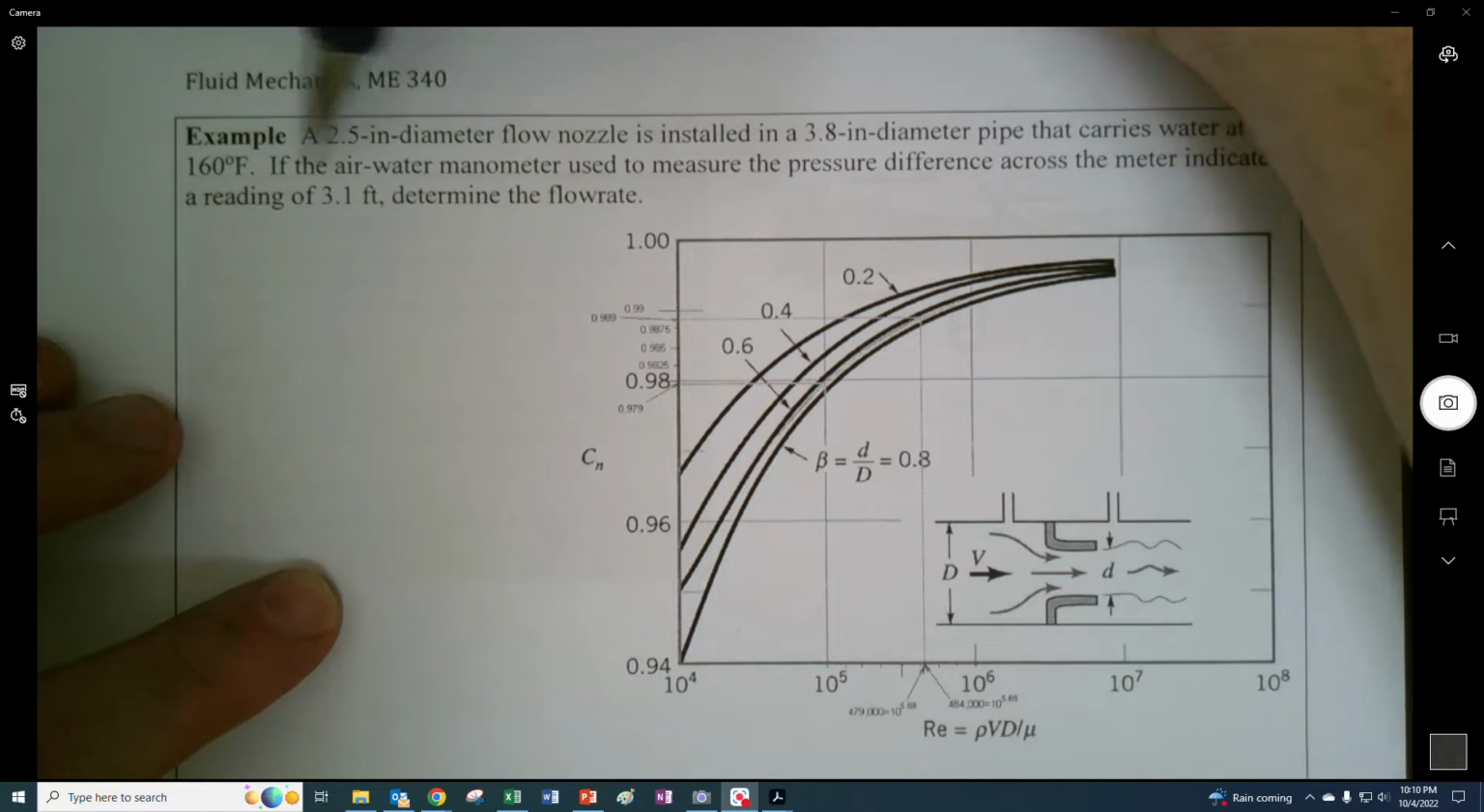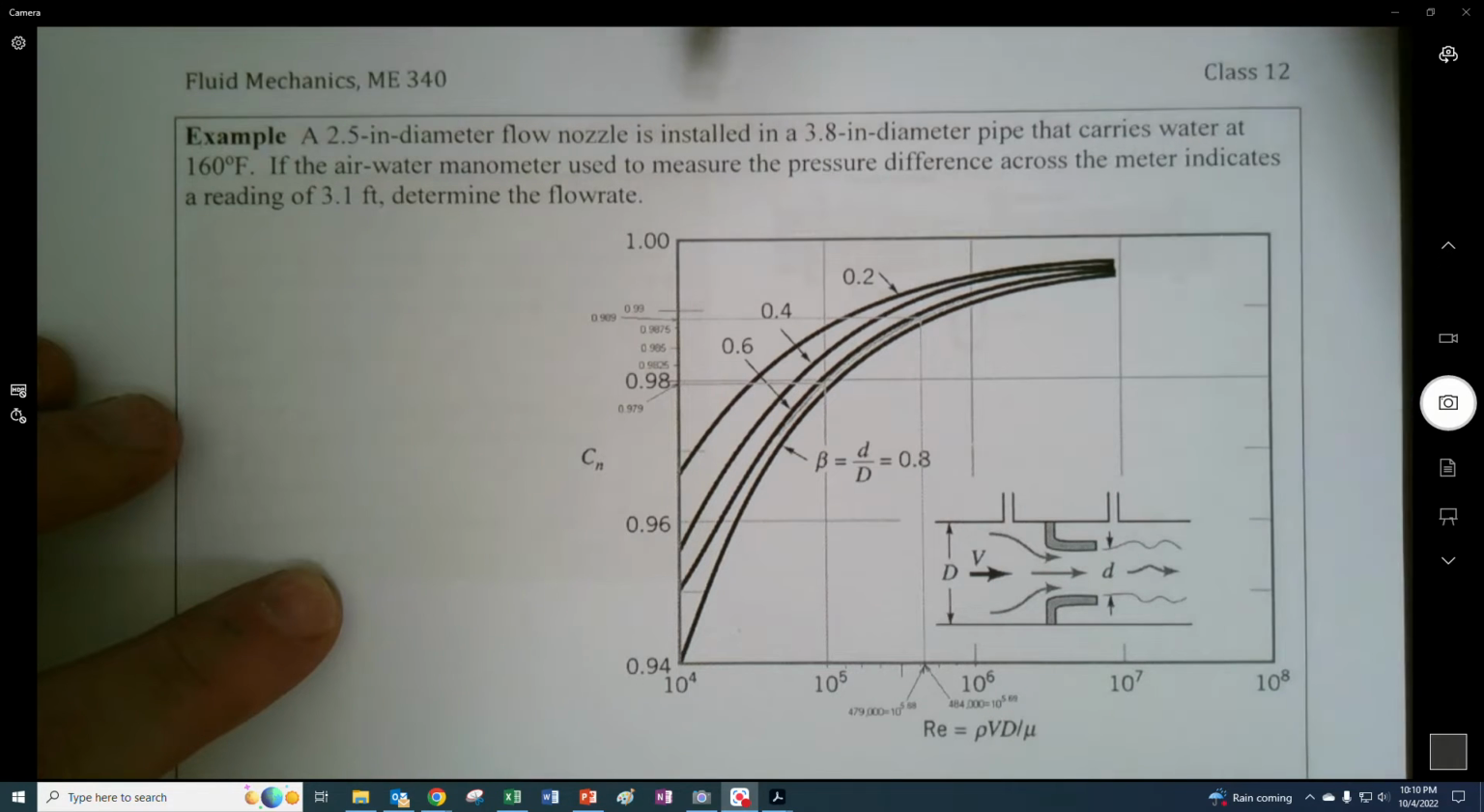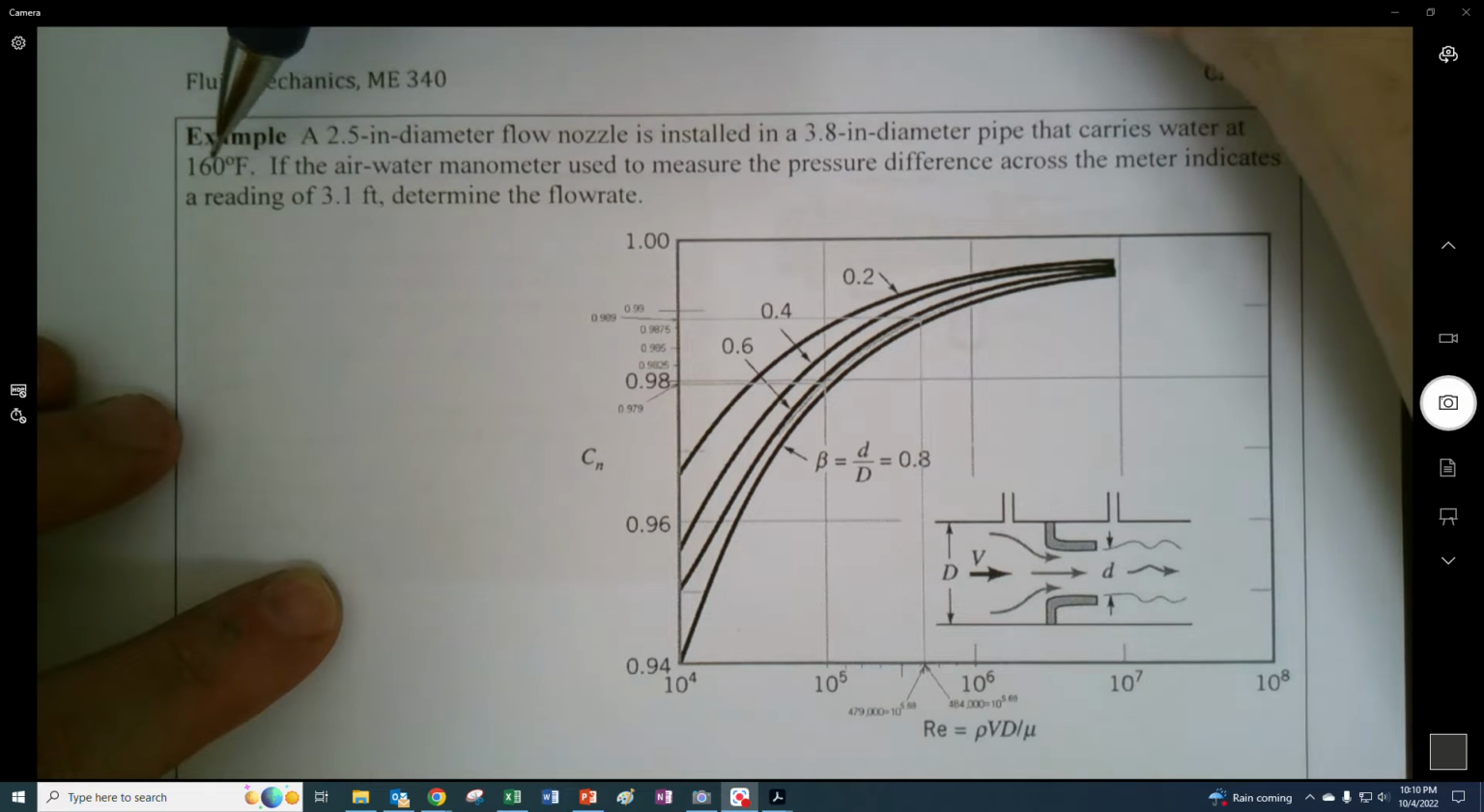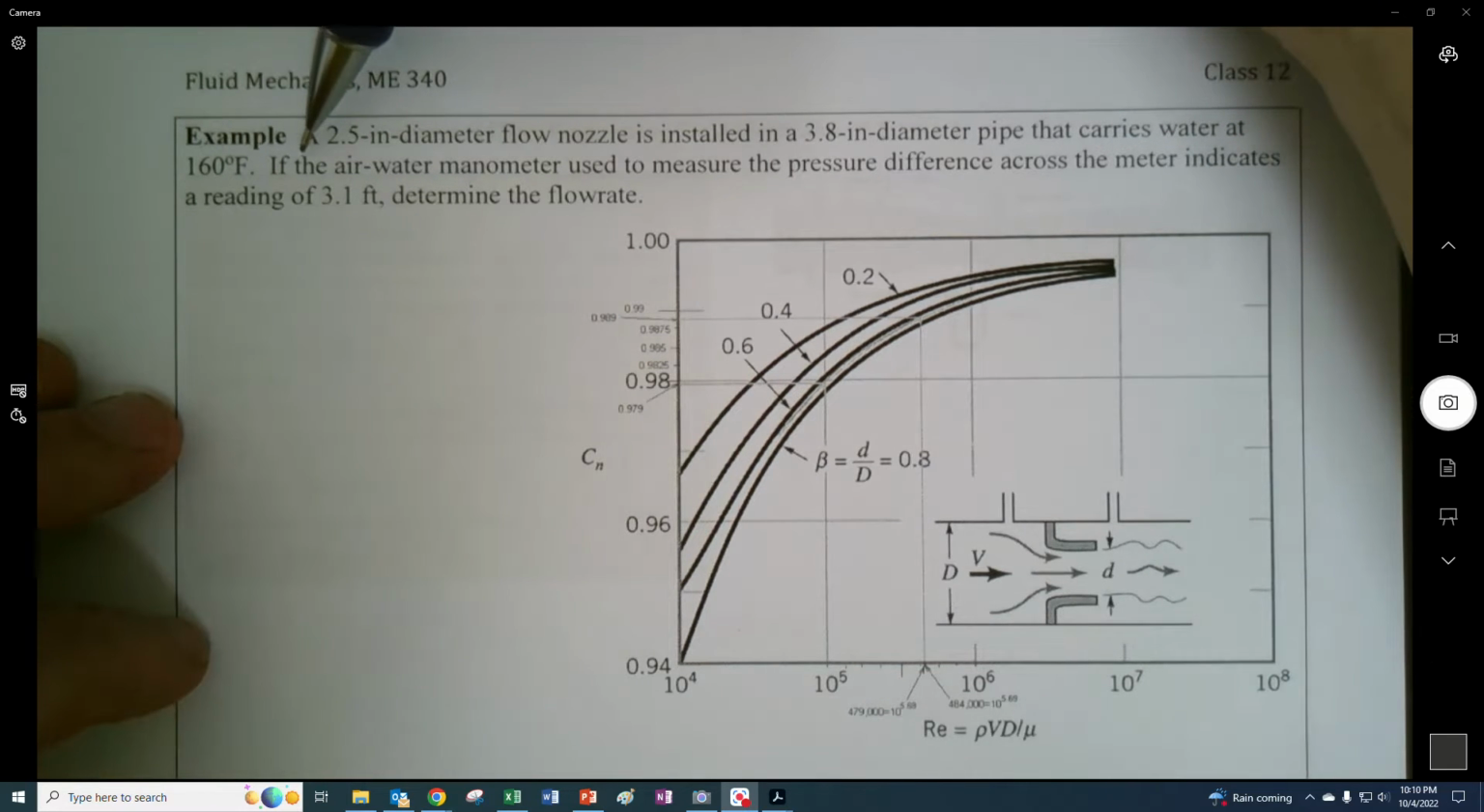We might need to look up what those properties are, by the way, at 160 degrees Fahrenheit, because with a higher temperature, we'll have a different viscosity of the water. Just so you know, we can look that up in a book.